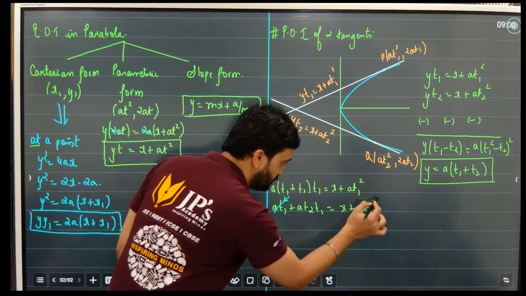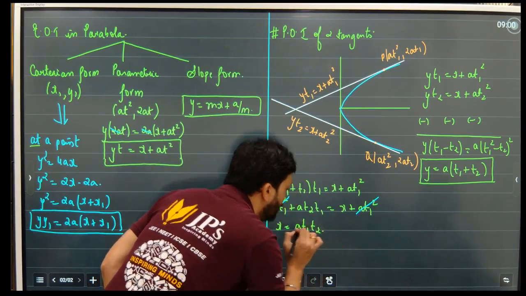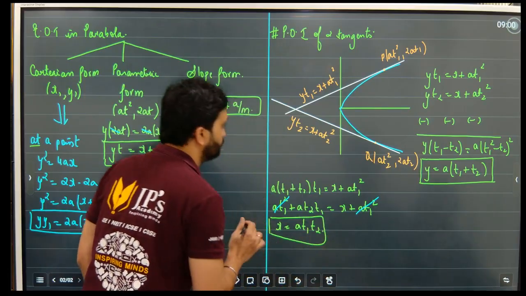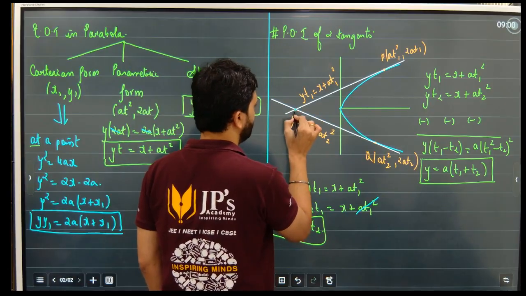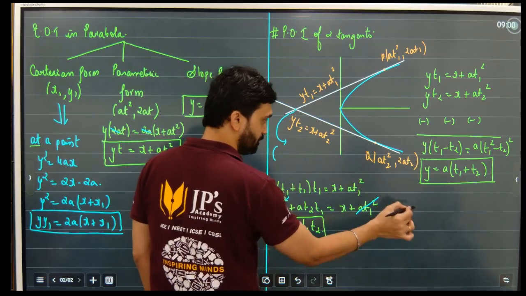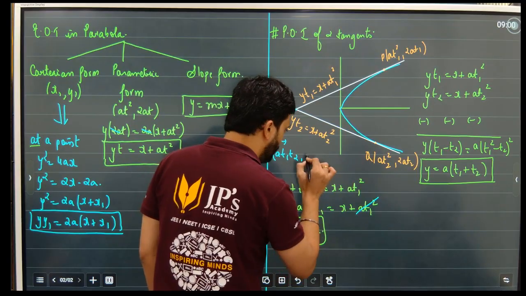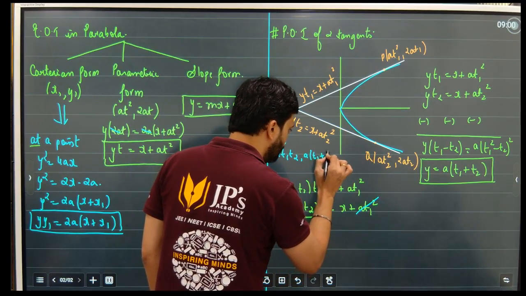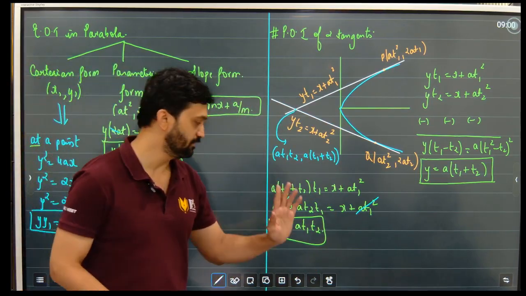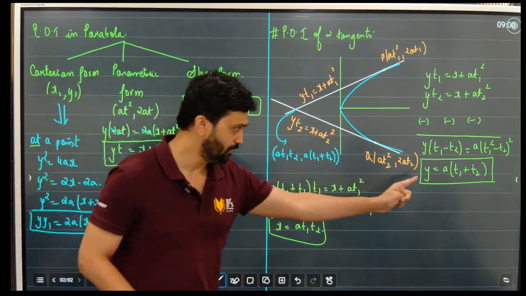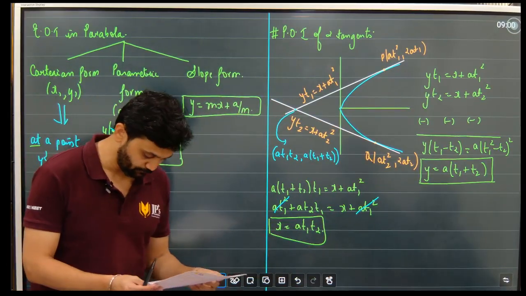The a t1 squared gets cancelled, so therefore my x coordinate is a t1 t2, and this is your point of intersection of the two tangents. So the first coordinate is a t1 t2, and the second is a(t1 + t2). All I have done is solve both the equations simultaneously. X is a t1 t2 and y is a(t1 + t2). This is the point of intersection of two tangents.